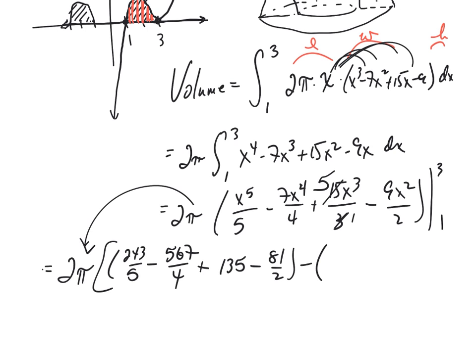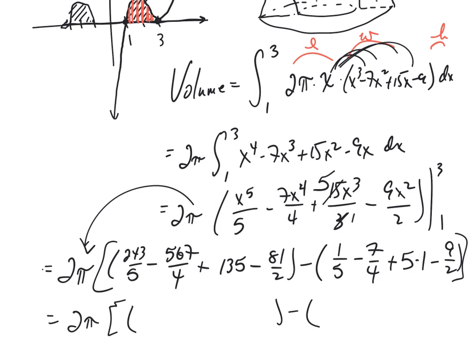Now everywhere I see an x, put in 1: 1 to the 5th over 5, minus 7 times 1 to the 4th over 4, plus 5 times 1 to the 3rd, minus 9 times 1 squared over 2. Okay? And because of the crazy fractions, I'm going to choose to go with decimals. Feel free if you'd rather go with fractions, that's totally fine. But I'm going to add and subtract 243 fifths minus 567 fourths plus 135 minus 81 halves.